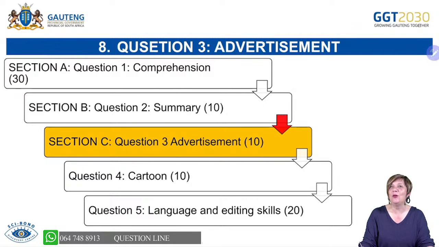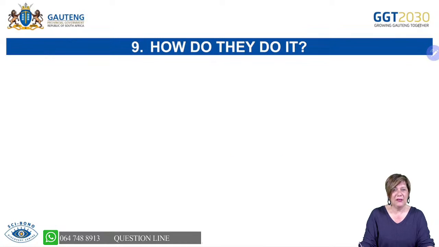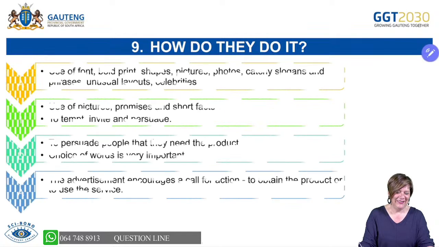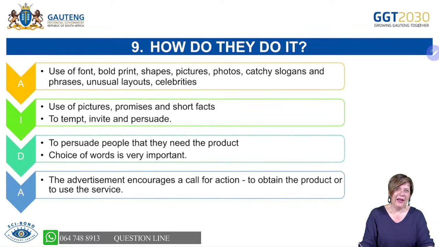Now, let's quickly go to question 3. Your advertisement. Now remember, this one counts 10 marks. But by now you should know that the same type of questions are often asked. And I'm sure by now you are an expert on it. Now, the AIDA principle is used for every advertisement. And as an expert, you need to know exactly how they're manipulating us readers to buy the product.